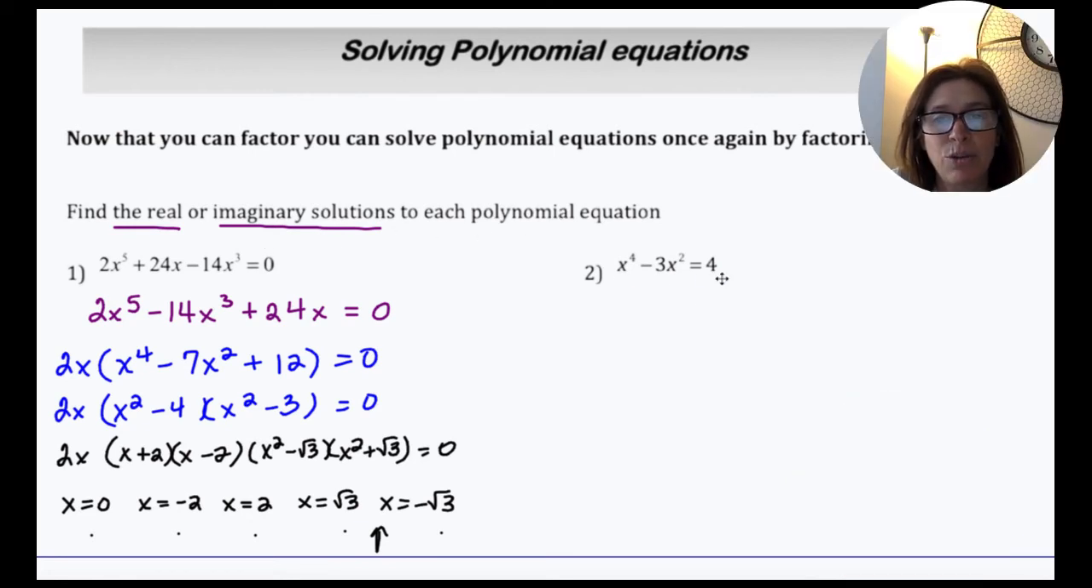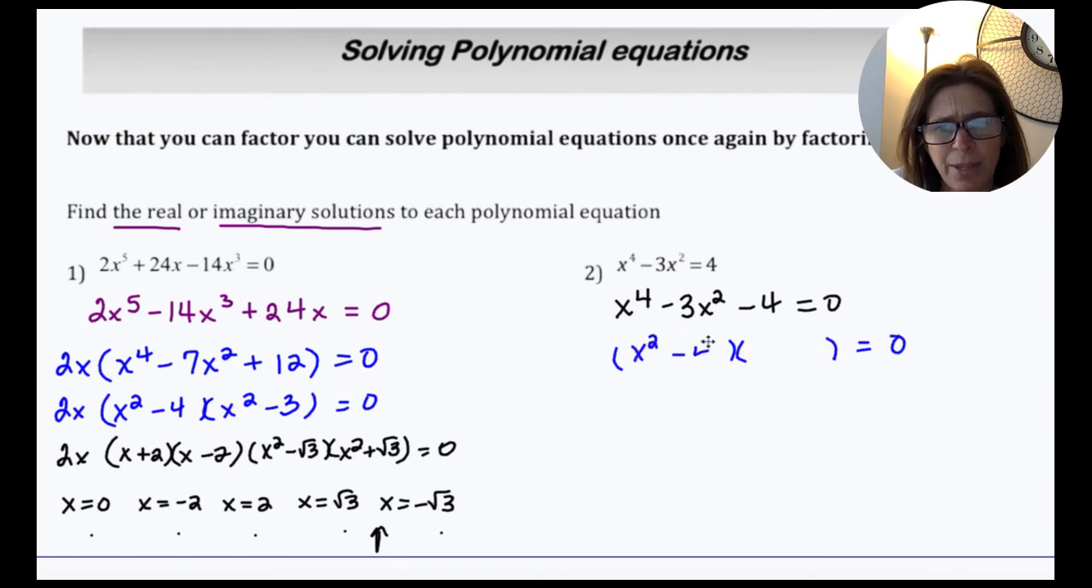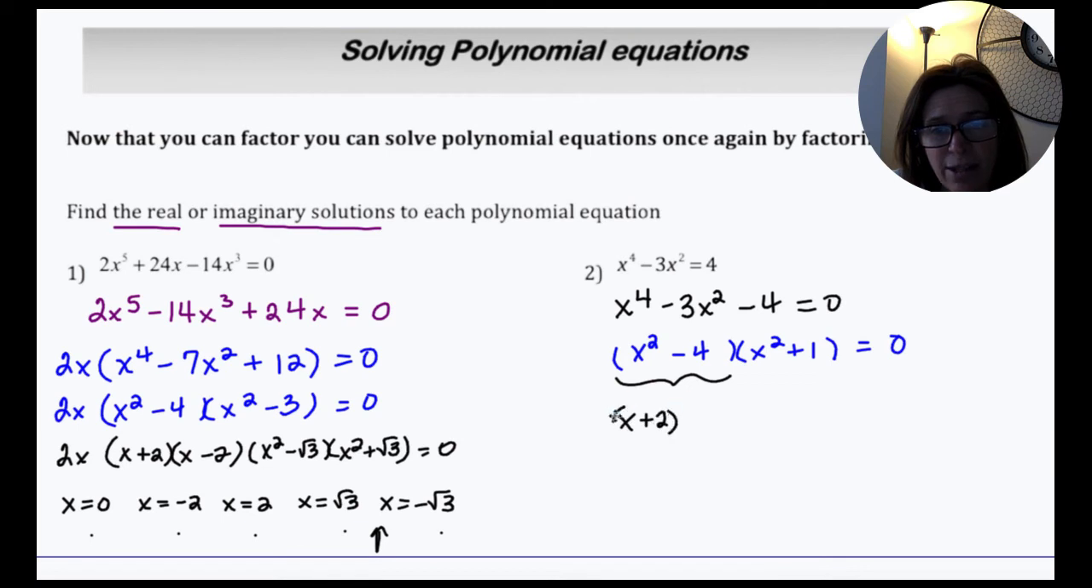Okay, all right, now let's look at this next one. I can see it's in quadratic form, so I need to get it set equal to 0. And I'm going to solve by factoring. I'm going to do this one slightly different. So that's going to give me x squared minus 4 and x squared plus 1. Okay, so I can clearly see that I have difference of squares here. That's going to be x plus 2, x minus 2. Now this one, I'm going to set that factor equal to 0 because I'd like you to see what happens.